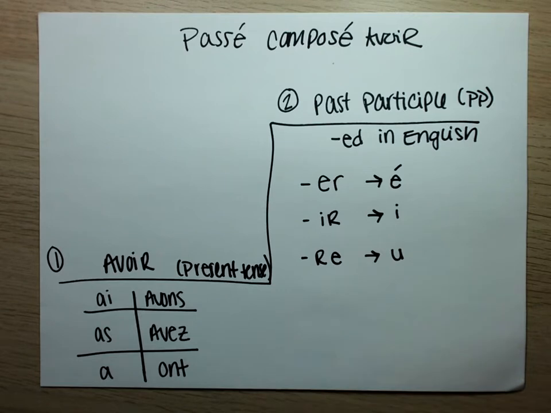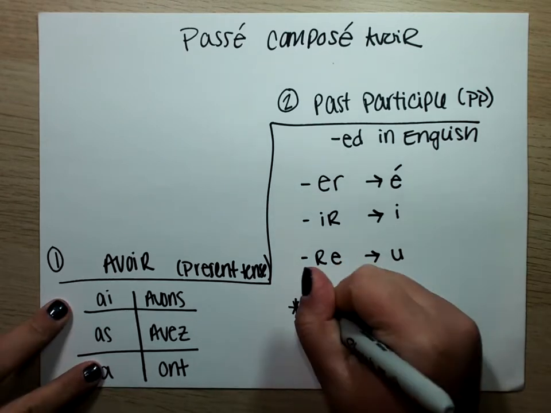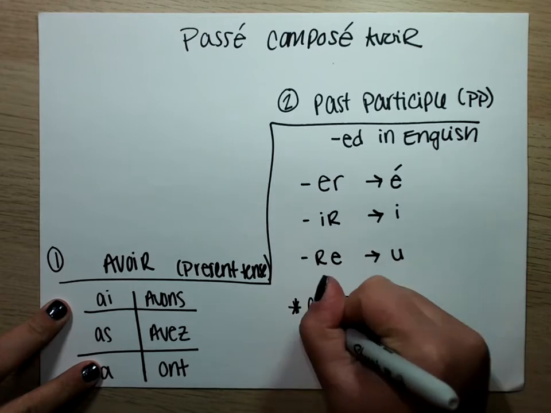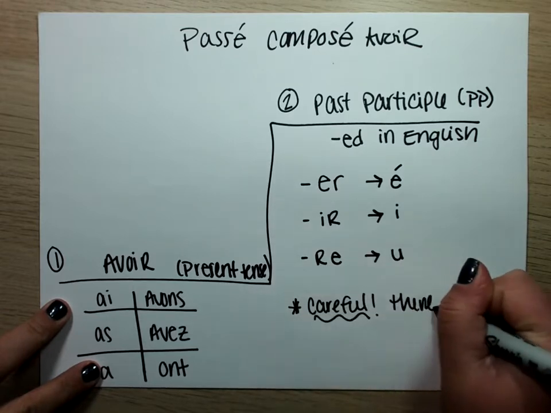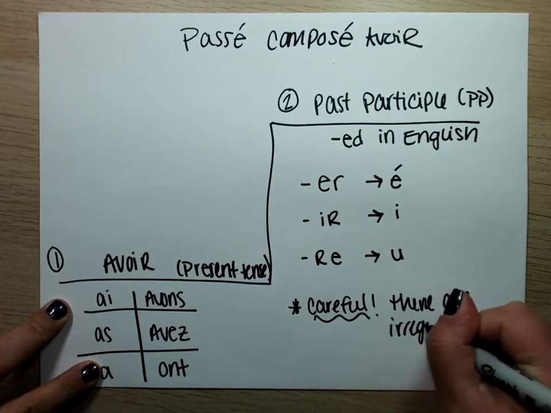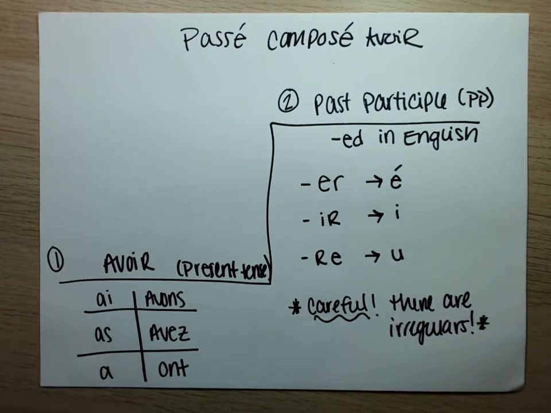So in order to make the passé composé avoir, you need one of these plus your ending in this for your other verb. Now we can talk about the irregulars later on, but I'm just going to put a little star here. Careful. Attention. There are irregulars. We talked about those earlier on when we actually went through and learned the passé composé. But for right now, for time's sake, I'm just going to give you guys a generalization.